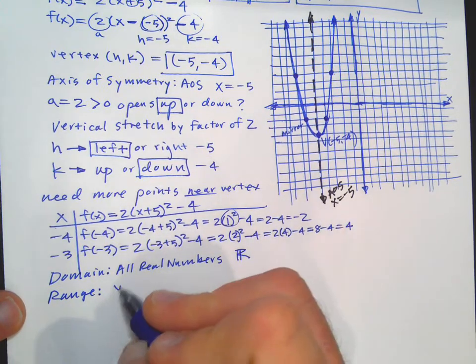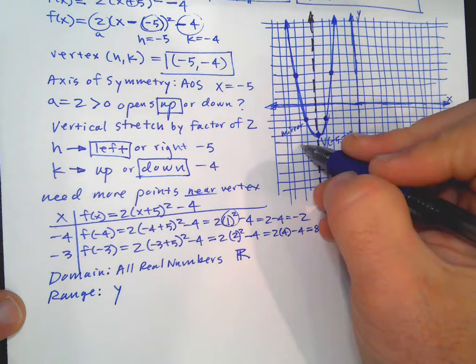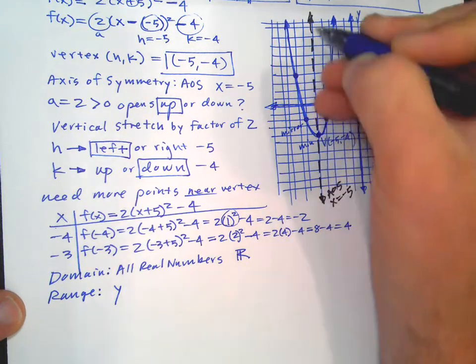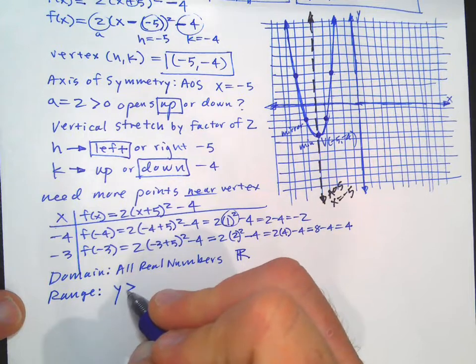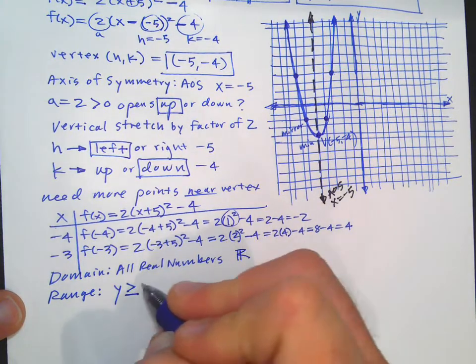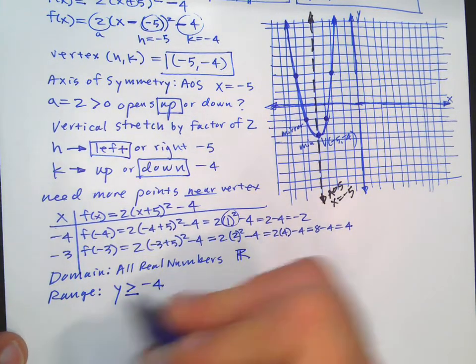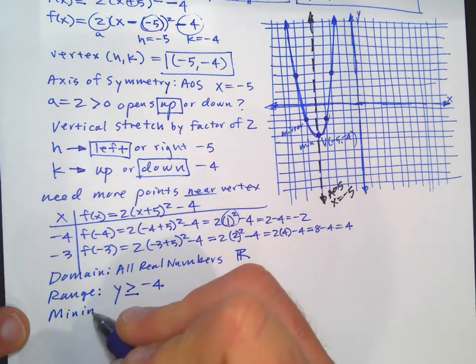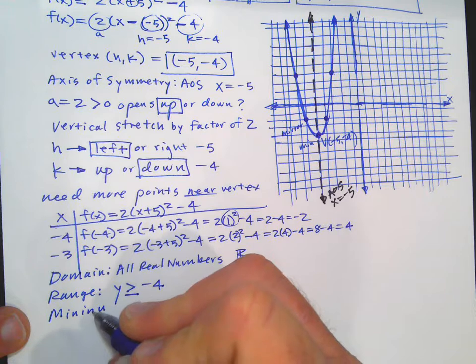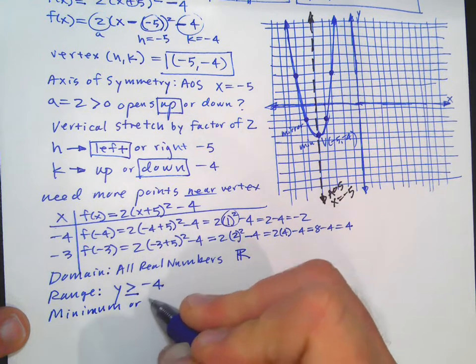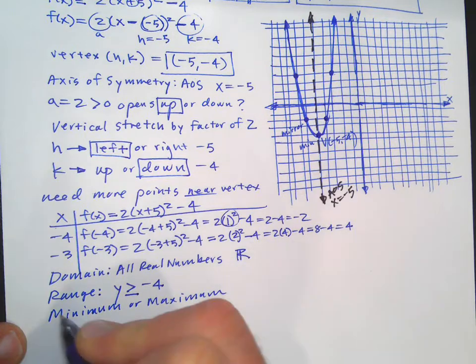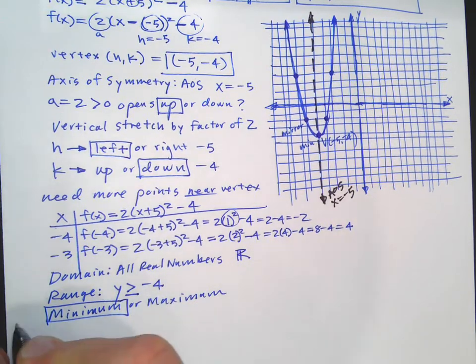So y is, this is the bottom down here. This is the minimum, right? So that's your smallest y value, and then everything above it works. So y is greater than or equal to -4. And then another question we've been answering is, is the vertex a minimum or maximum? And it is a minimum.